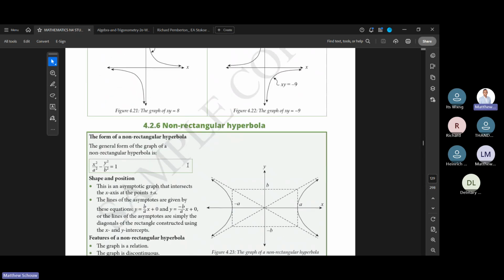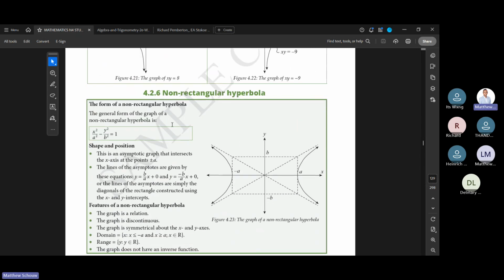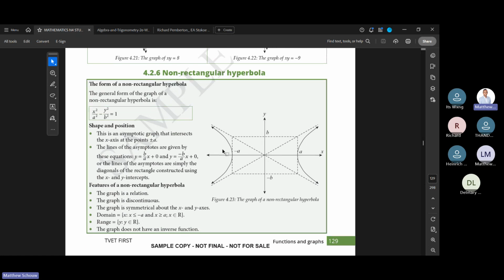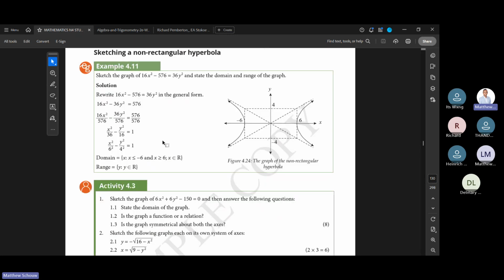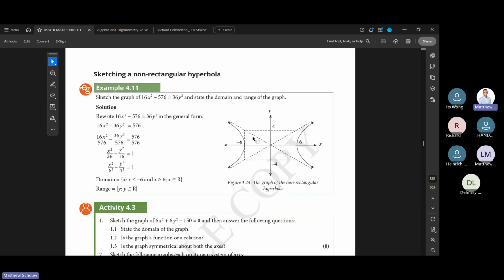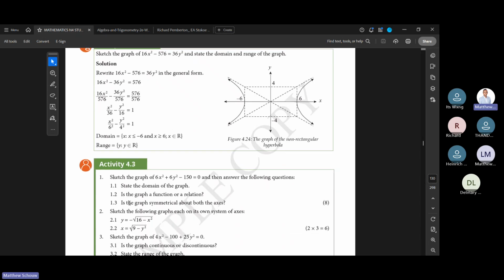Then there's a non-rectangular hyperbola. Oh, this is quite similar to the Pringle shape I showed you, and they look like this. Again, it's a relation, it's discontinuous; you lift up the pencil. You apply the same concepts, setting x to 0 to get y, and y to 0 to get x. You can see over here, same type of thing. Nothing crazy. What is key is that I ask whether it is relational or functional, state the domain, stuff like that.